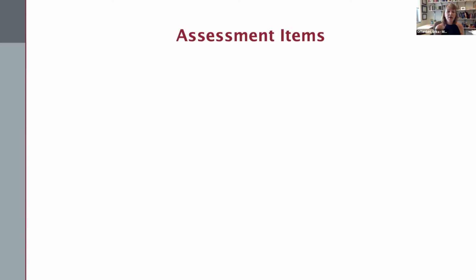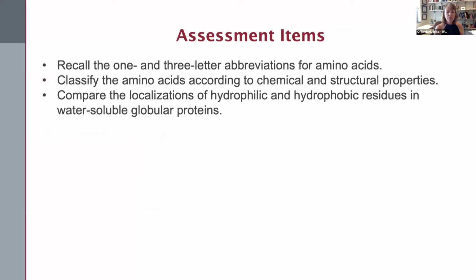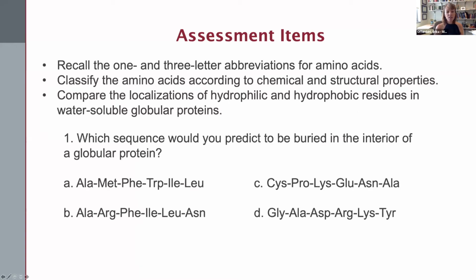But then I would say, okay, if my real goal is to get at the utility of understanding amino acids, then I should really ask them something that's a little bit more applied. And so here I can craft a question that requires them to be able to recall 1 or 3-letter abbreviations. I could have made these distractors 1-letter abbreviations easily. And they should know something about the chemical and structural properties of all of these. Otherwise, they won't be able to answer this question, which aligns with my third learning outcome.